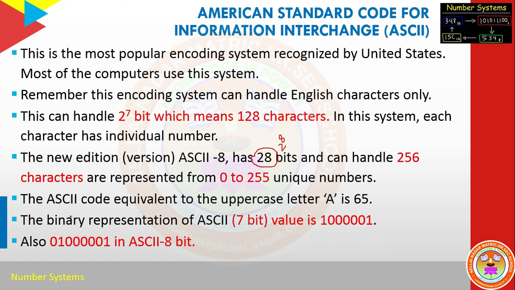The next point, the ASCII code equivalent to the uppercase letter A is what? 65. So for each alphabet we can allocate an ASCII code. Okay. And the next, the binary representation of ASCII is nothing but a 7-bit value. You just write like this. So this is the ASCII value for 65. Okay. Right. And this is 8-bit. If you want to enter it, you just write it in bit format. Already we know this well, right?